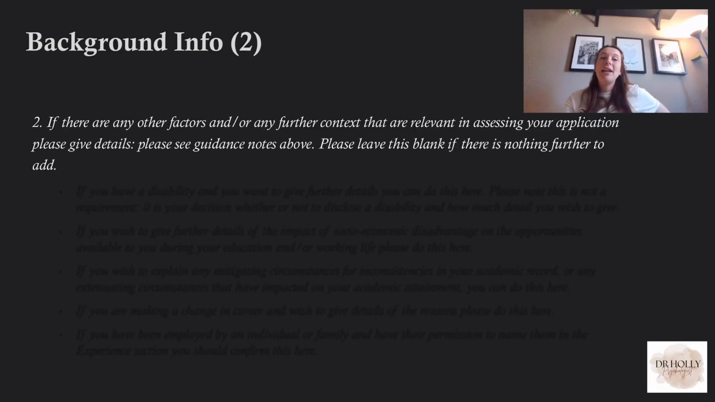The second one is, if there are any other factors and or any further context that are relevant in assessing your application, please give details. And there are guidance notes above. I think I'm about to go through them. Please leave this blank if there's nothing further to add. So again, if you don't meet any of this, don't use this as a section where you can continue your reflections. Do not do that. That is looked upon really badly and it won't be included.